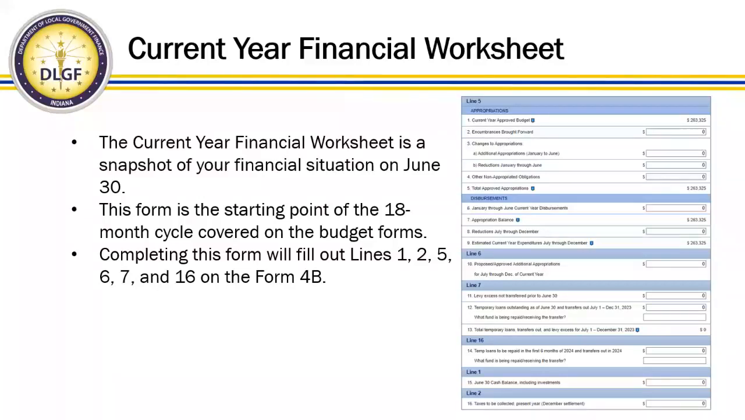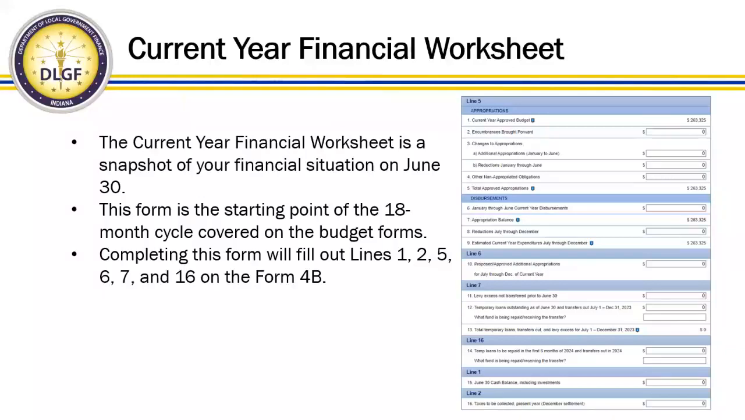And the current year financial worksheet, oddly enough, focuses on the current year. That makes sense. And it's essentially a snapshot of where we're at as of June 30th. Now you can see there's different blue headers here: line 5, line 6, 7, 16, 1, and 2. Not really in order, but these are the different lines that this is calculating for Form 4B. So we're going to take a little bit of time here to quickly run through each line on the current year financial worksheet and how that ties into Form 4B. Then we'll delve into these in more detail later on.